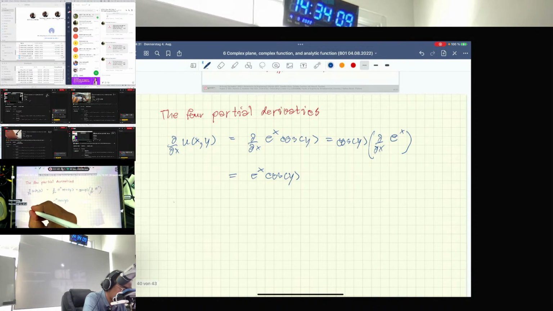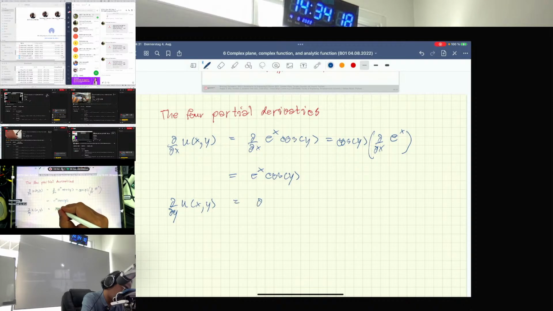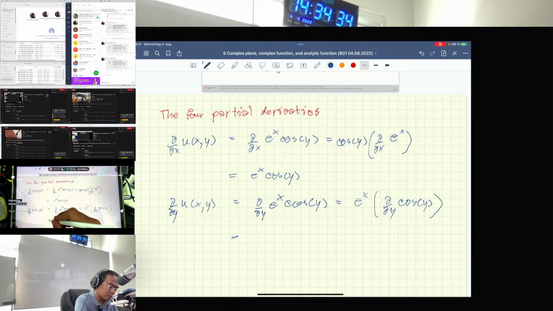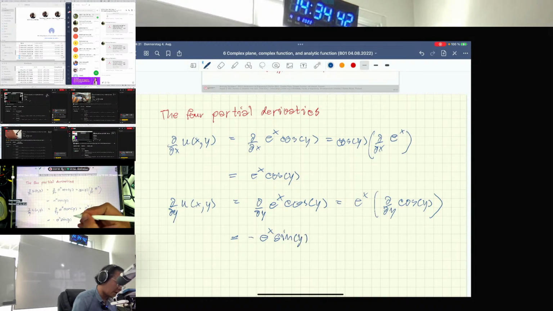The next one is ∂u/∂y. This will be ∂/∂y of exponential x and cosine y. And we can have exponential of x first in ∂/∂y of cosine y. So the next one is minus exponential x and then sine y. All right.